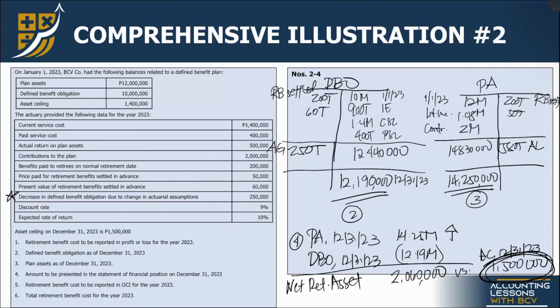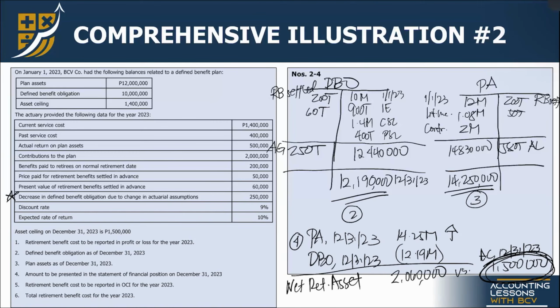Okay? Sir, paano kung mas mababa yung computed net retirement asset natin kaysa sa asset ceiling? Magkano yung amount na i-report natin? Of course, the lower amount, yung computed net retirement asset. Di ba? Ayos? So the official answer for number 4 is 1.5 million. Okay?